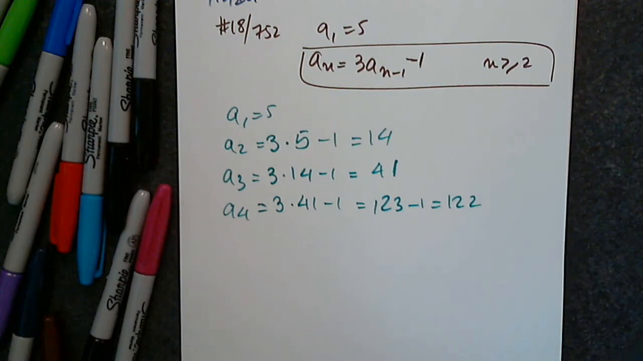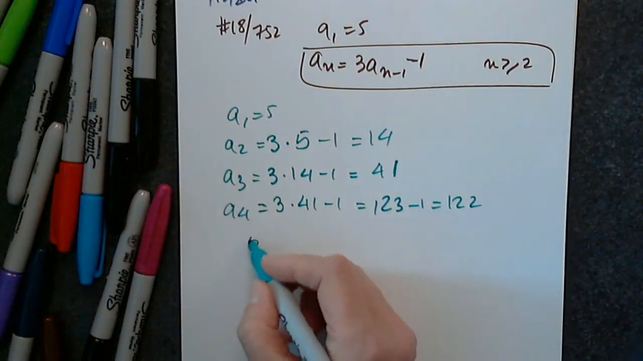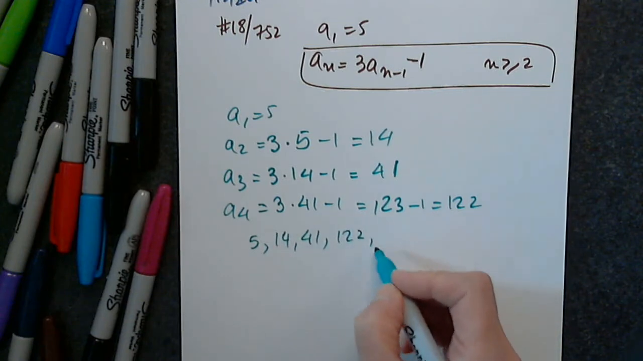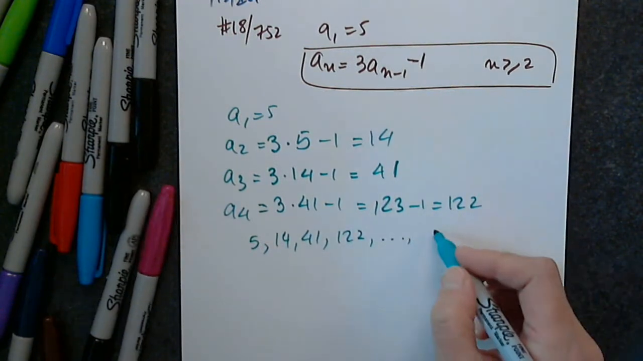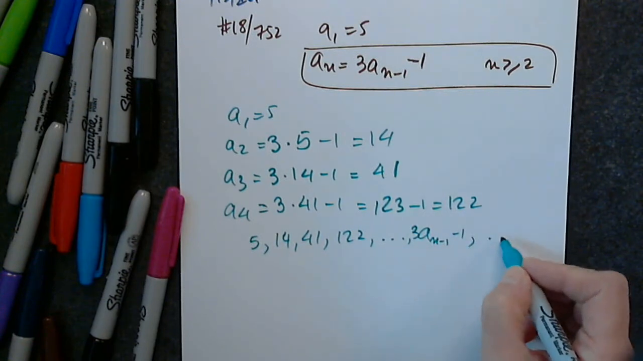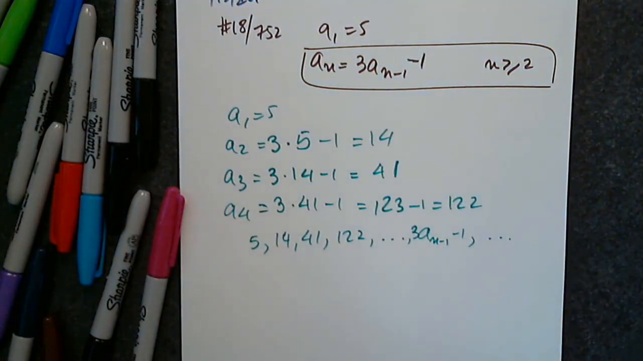So how will this sequence look like? Something like this. 5, 14, 41, 122, 3 dots, 3 a sub n minus 1, and 3 dots. Any questions on this?